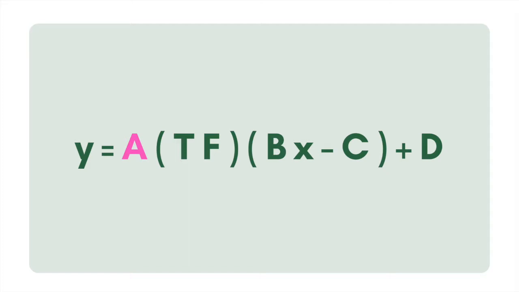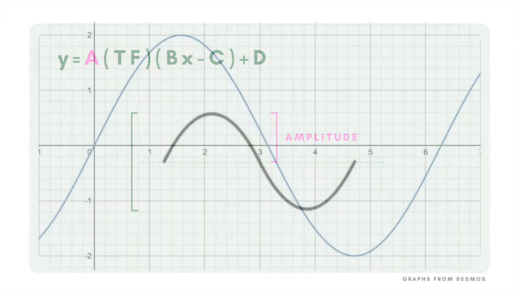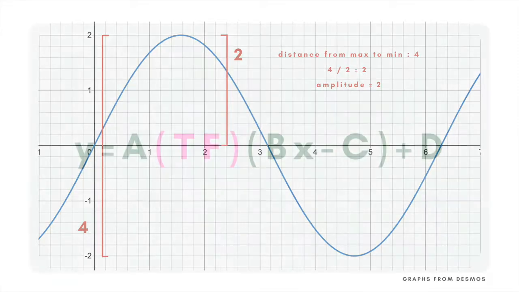Well, a is the amplitude of the graph. The amplitude is the distance from the max to the min divided by 2. On the screen, you can see an example where the distance from the maximum to the minimum is 4. To find the amplitude, we would divide 4 by 2 to get 2. So now we know that the amplitude is 2.